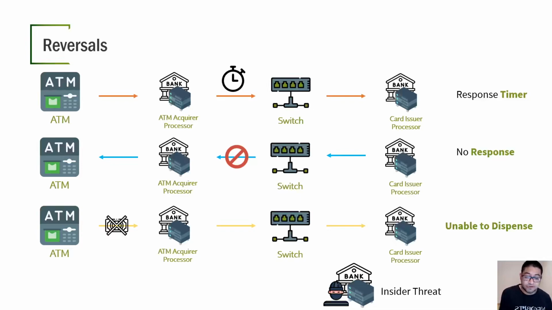So as I said before, what happens if we have an insider threat? A reversal could also happen. This will be a reversal fraud, if at some point in the flow the insider makes the reversal happen, because he has access to the network.